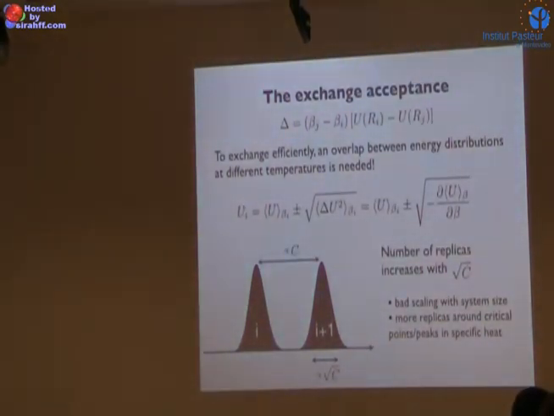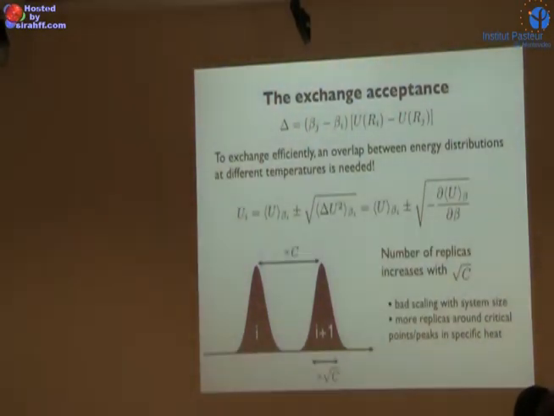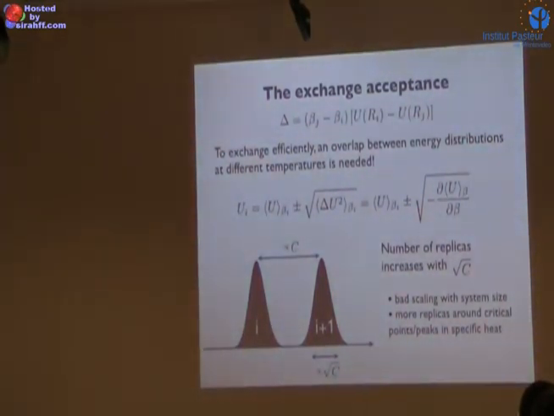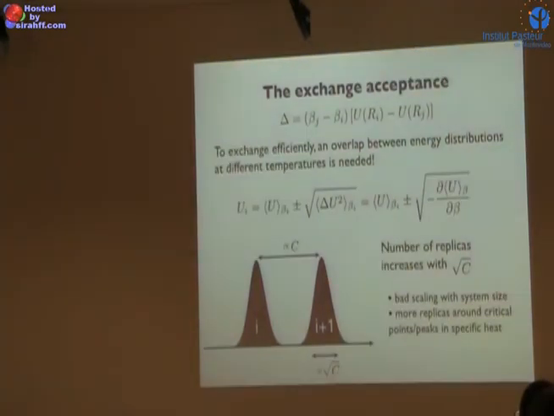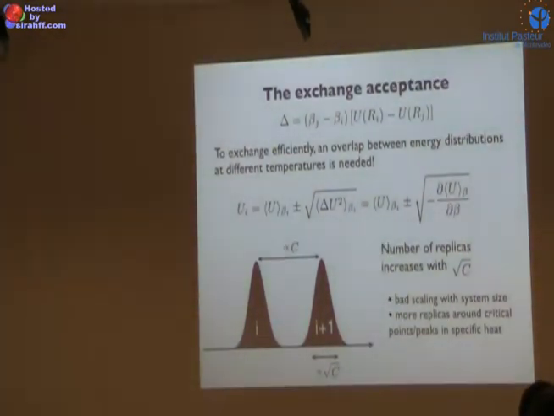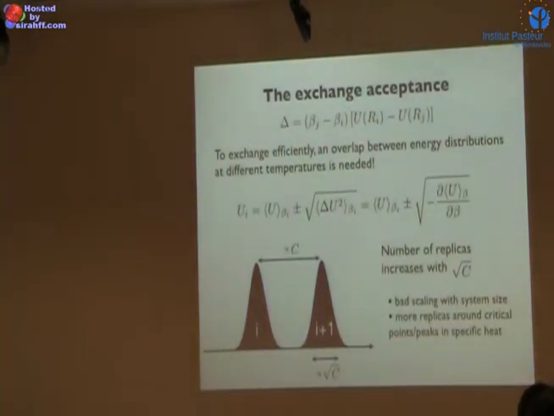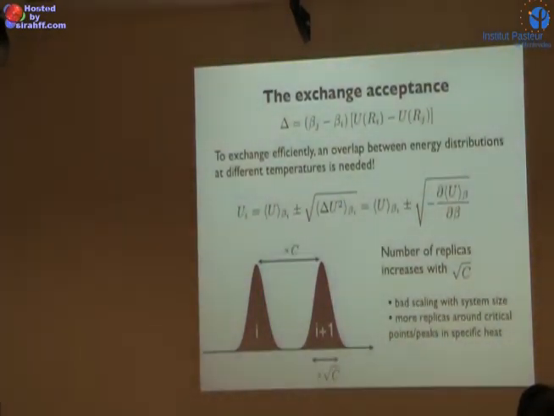So how the specific heat goes with temperature determines more or less how you have to place your replicas, because you want to ensure overlap between the distribution of energy at different temperatures. The problem is that the number needed to cover a certain space goes like the square root of the specific heat.